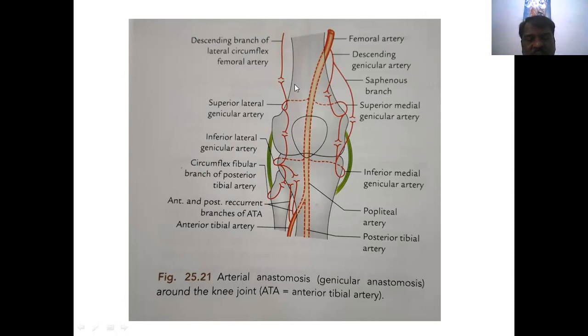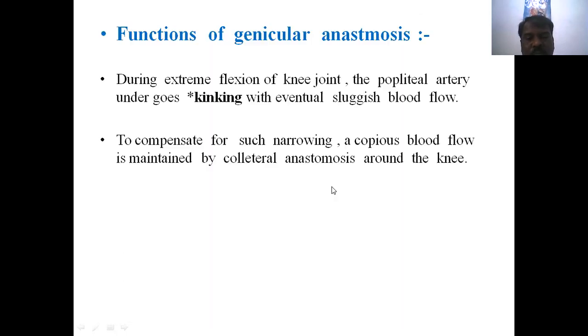So if a clot is present here, what happens? Automatically, the other artery from the descending femoral artery or descending genicular artery anastomoses at this region. So there is more blood supply. Next, what is the function of knowing these genicular arteries?